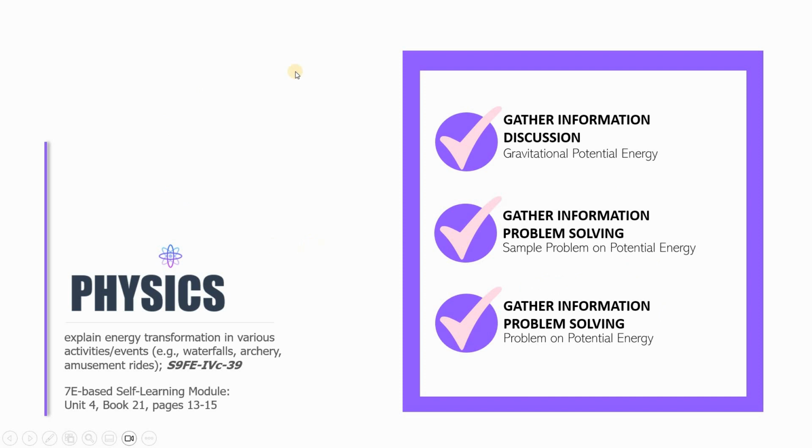Now, remember that this session is under the Unit 4, Book number 21, pages 13 to 15 of the 7E based self-learning module in Science 9, which I wrote. And then we are also targeting pa rin the learning competency explain energy transformation in various activities or events, such as in waterfalls, in archery, and amusement rides.